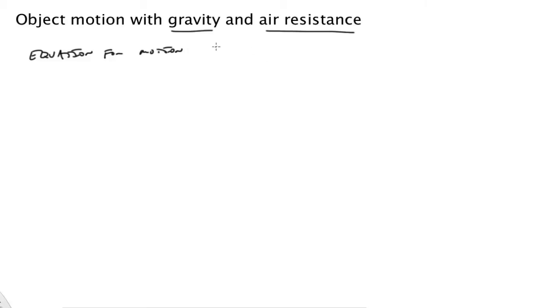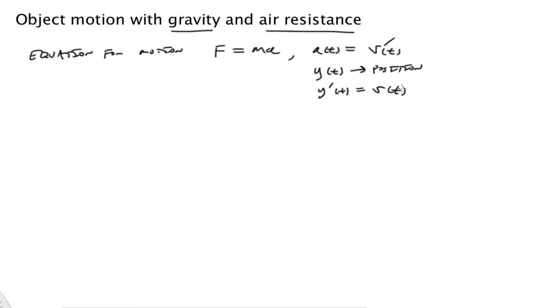And it's always going to be F equals ma, as we all know and love. And a of t, then, we can write down in this case as equal to v prime of t, the derivative of the velocity. Likewise, we'll say that y of t is the position, and y prime of t, of course, is v of t. I hadn't written this down, but that is velocity.